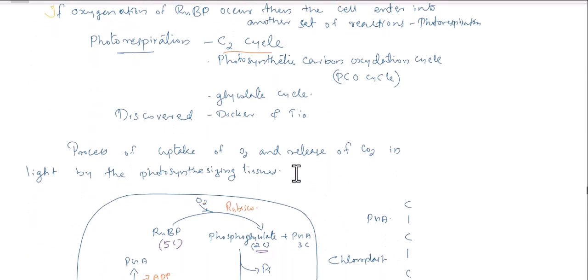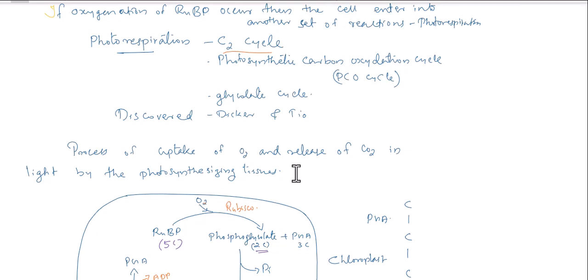During that process, the plant takes in oxygen and carbon dioxide is released. It occurs in the presence of light, so we term it photorespiration. Photo means light, and respiration-like phenomenon. It is not actually respiration, but it appears like respiration because during this process oxygen is taken in and carbon dioxide is released.